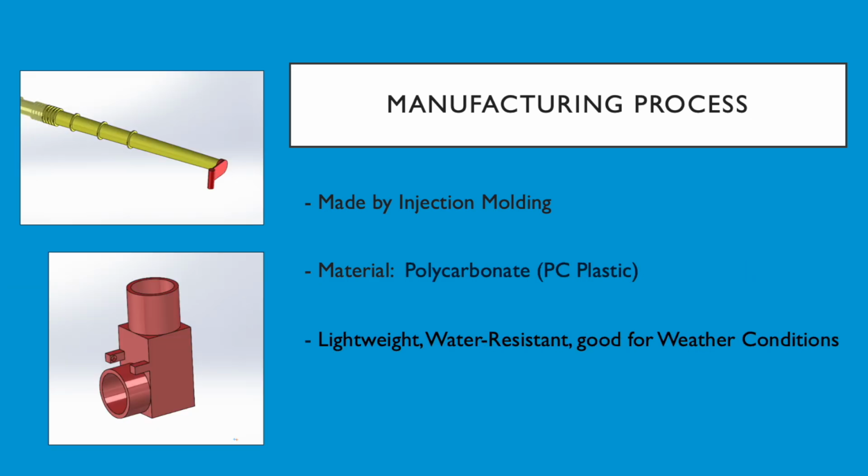The tubes for the rod assembly and the base will also be created through injection molding. However, the material used for these components will be polycarbonate plastic, or PC plastic. This material is lightweight and can maintain its properties over a wide temperature range. It's waterproof and can be used in weather conditions, which is perfect because this mechanism will be outdoors.